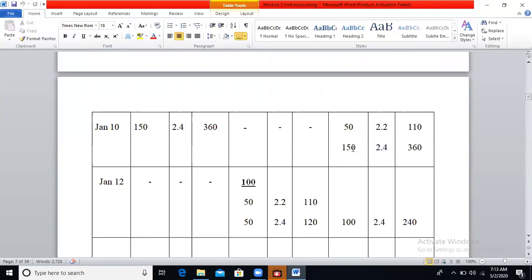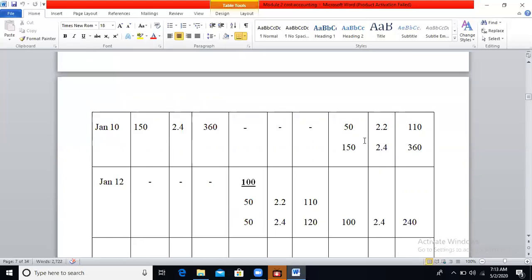So that will be considered from the 150 units. Out of 150 units, you will issue 50 units. The price will be 2.4. So 50 into 2.4, you will get 120. The 50 units at rupees 2.2, we have issued completely.